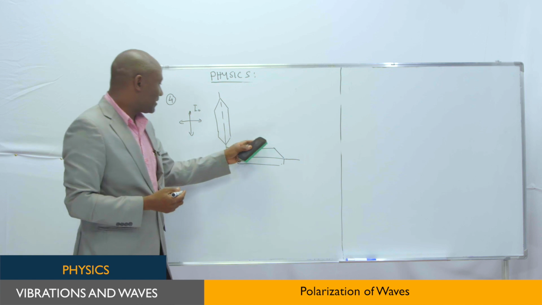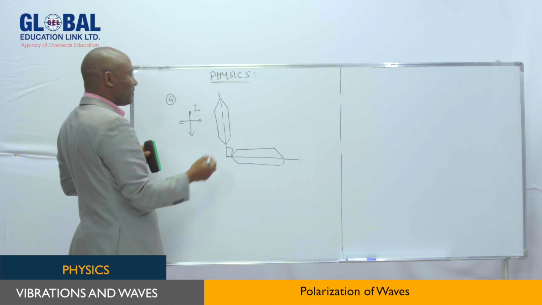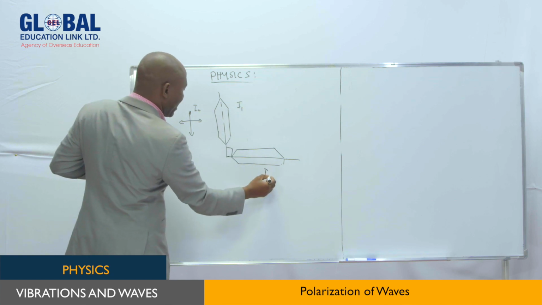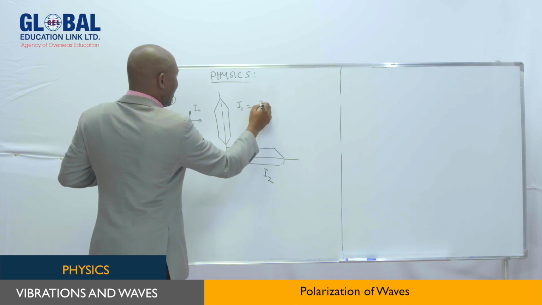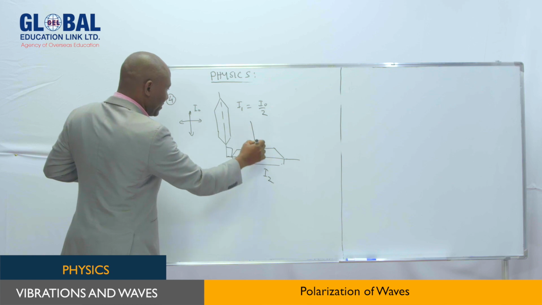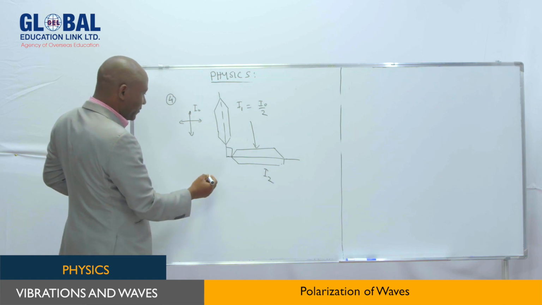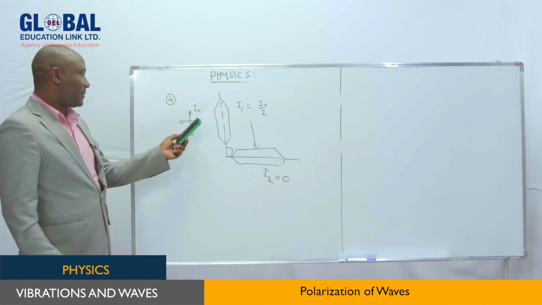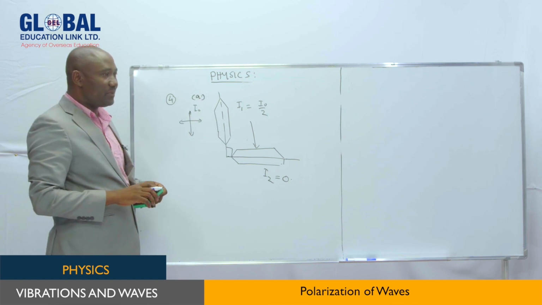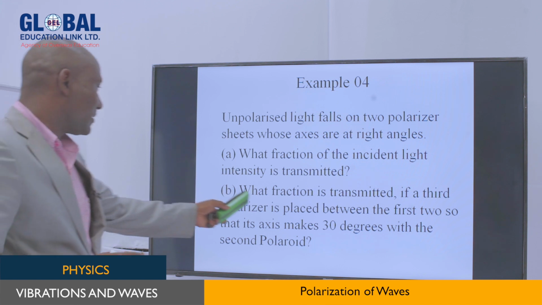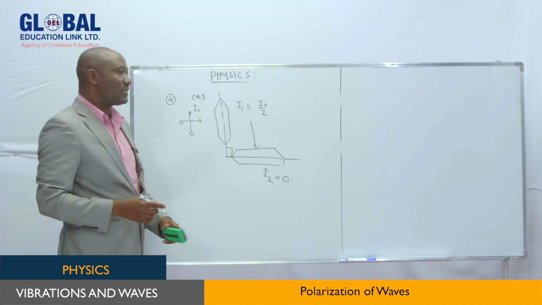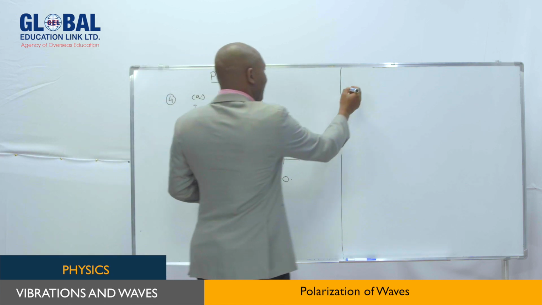What fraction of the incident light intensity is transmitted? It's very easy. We have seen from the third example, this will be I1, this will be I2, which will be a half of that. And the final intensity, because the angle here is 90, you use that formula. Again, we saw that this will be 0. This is part A. Part B is what fraction is transmitted if a third polarizer is placed between the two. The intensity here is 0 because the angle between them is 90. So you are now giving another condition, the same arrangement.